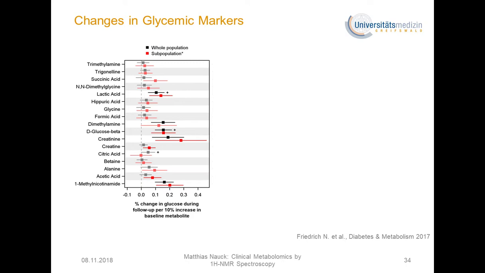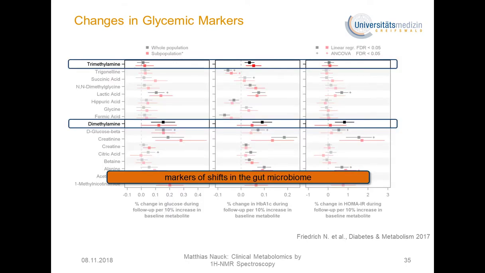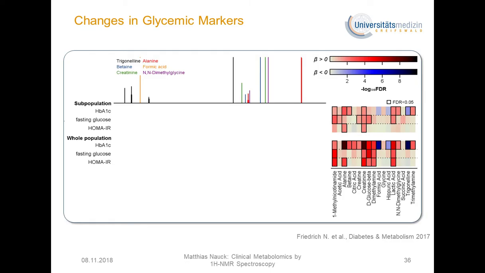So we see changes in our analytes, and we can predict the changes in glucose concentration, and therefore we are able to look into the urine metabolome, and we are able to define people who are at an increased risk to develop diabetes mellitus. When we look at these analytes more in detail, trimethylamine and dimethylamine, these are markers of shifts in the gut microbiome, one of the new omics fields, and this makes absolute sense because diabetes mellitus is closely related to our nutritional habits.